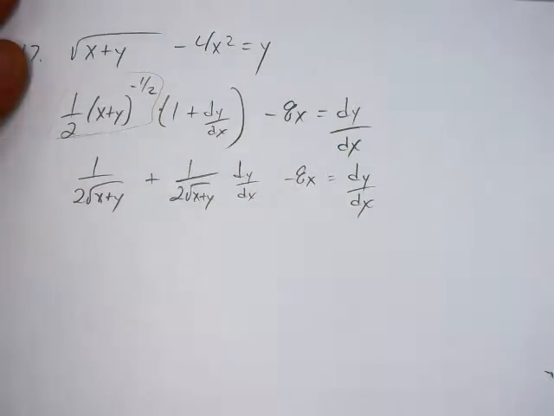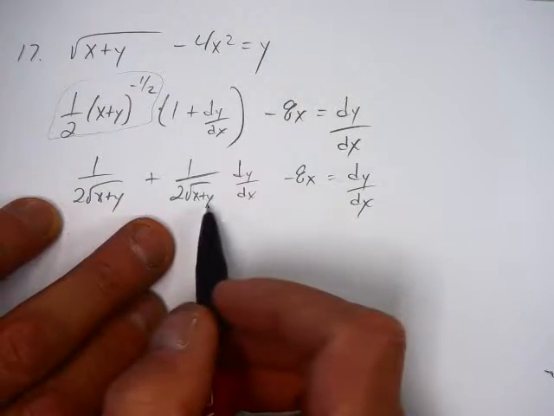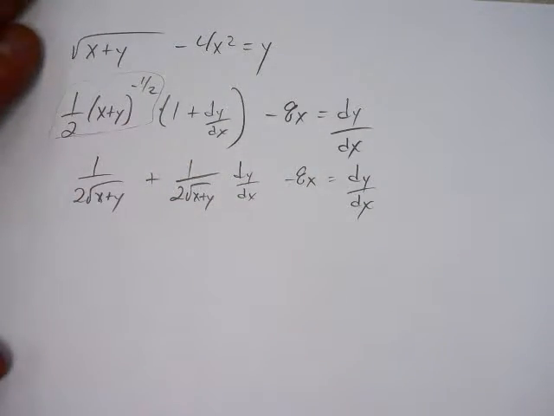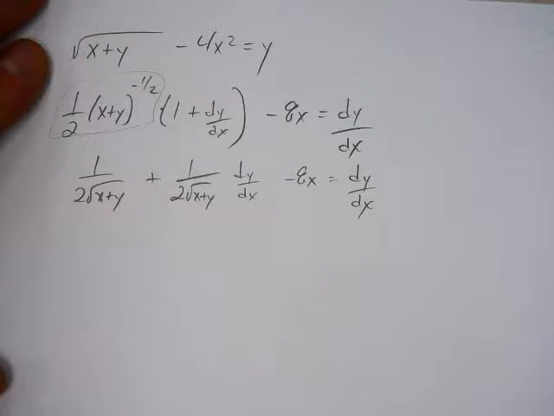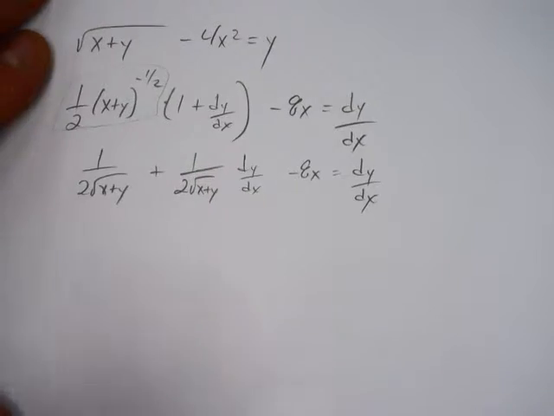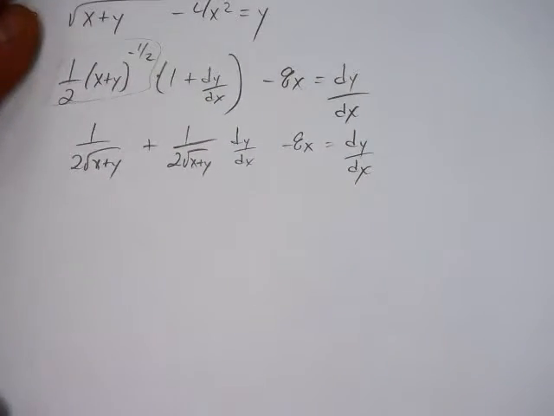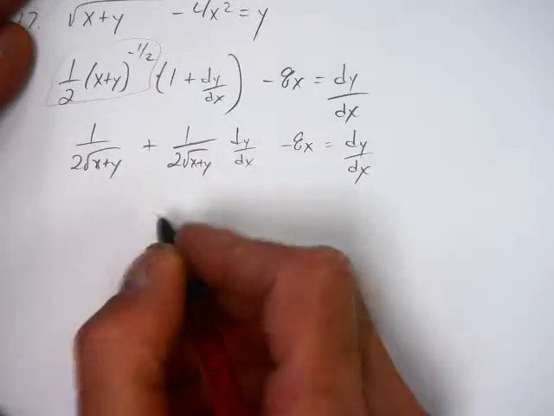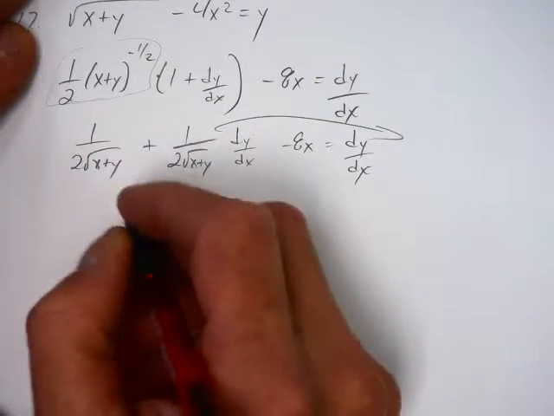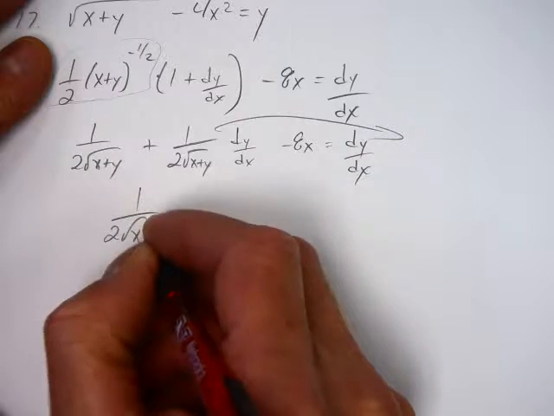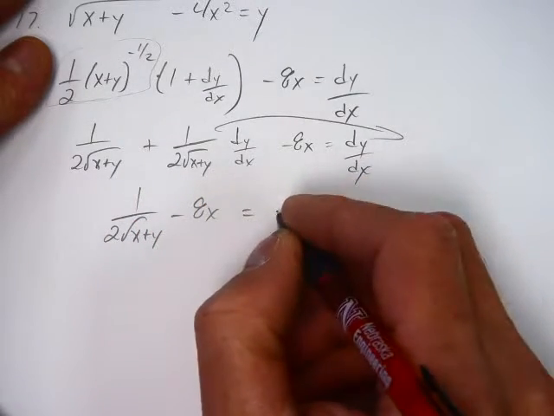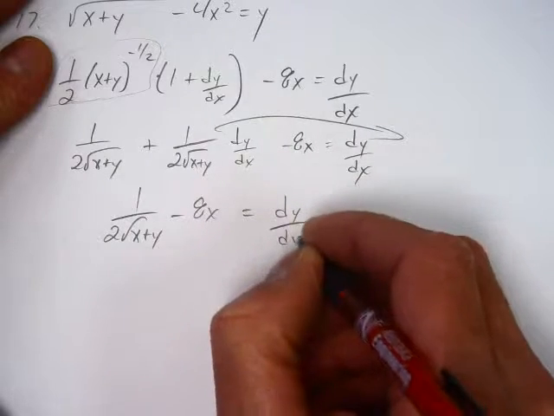Okay. So if I do that, let's go like this. 1 over 2 square roots of x plus y plus 1 over 2 square roots of x plus y. And you could have it be the ugly thing with a negative exponent too. That wouldn't make any difference. dy dx minus 8x equals dy dx. Now I've got a term with dy dx. It's not buried inside of something else.